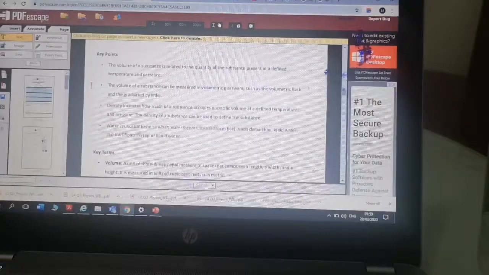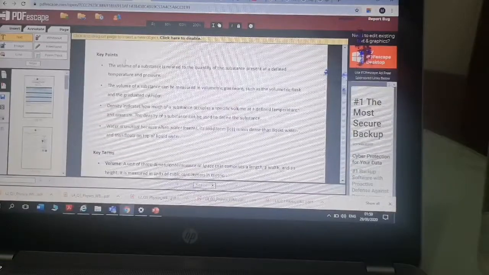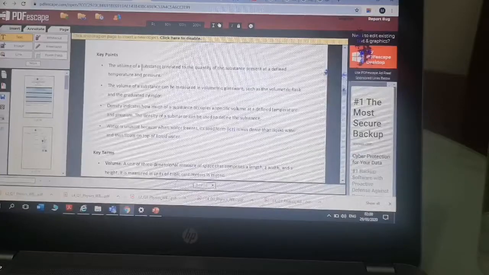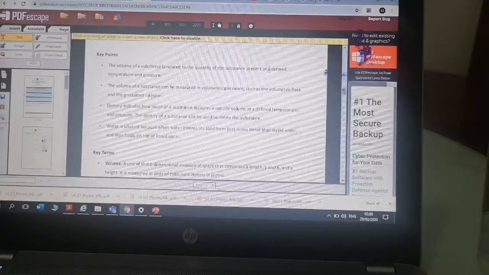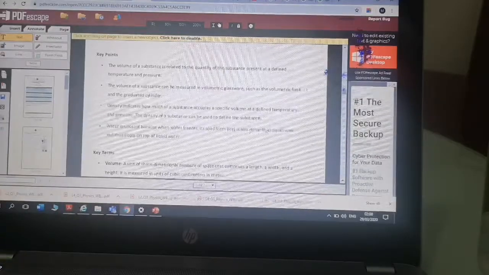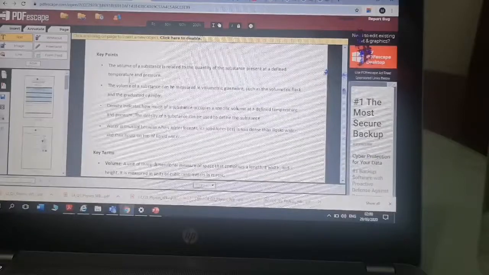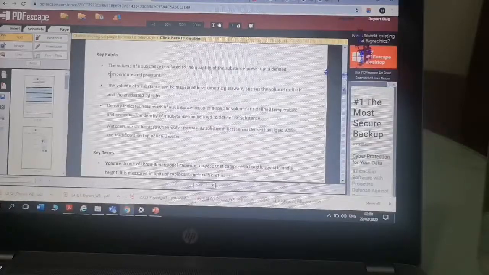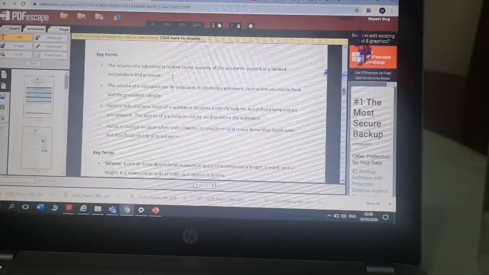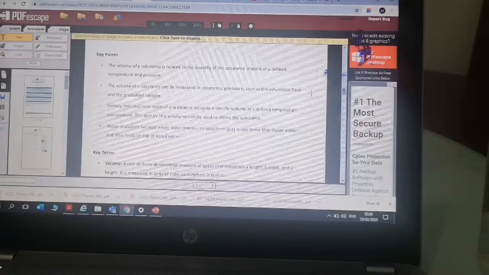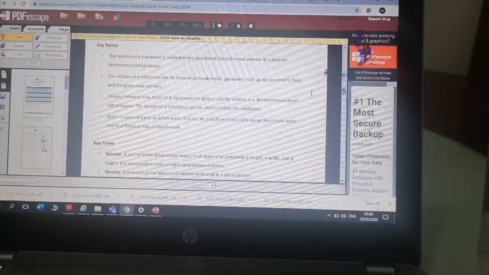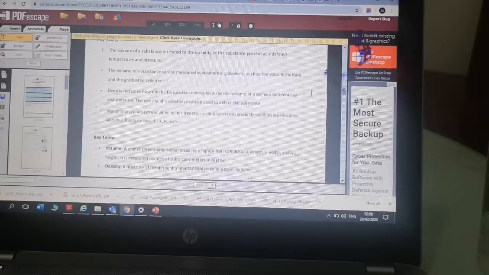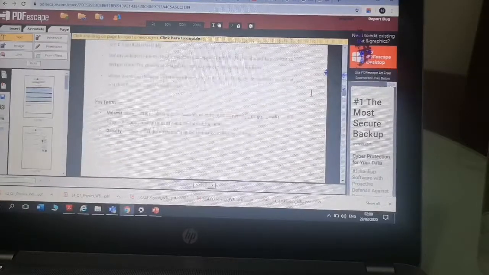Some key words here. Just take you through a couple. The volume is related to the quantity, that means the amount of the substance present. So how much stuff is there in a given temperature or pressure? Okay, there's a lot of physics words there. I don't want to overcomplicate things.